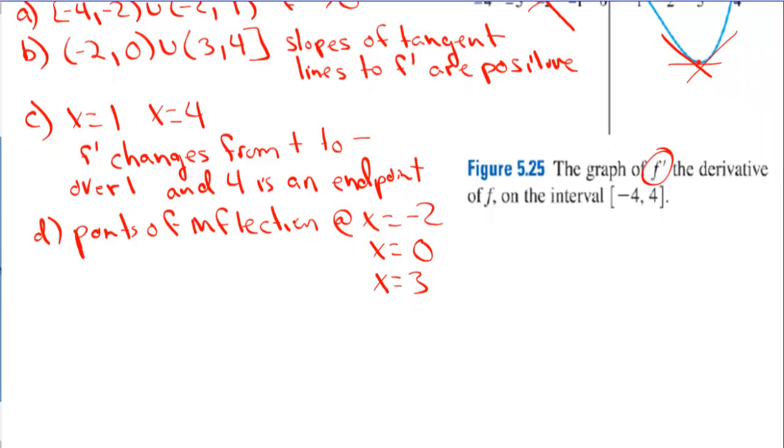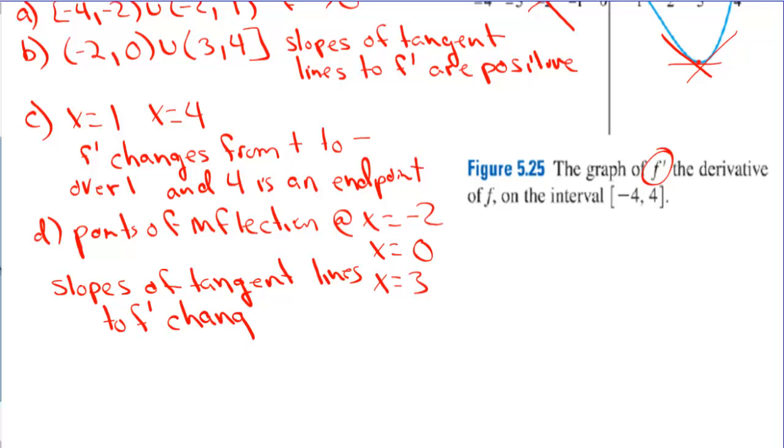Now how do I know that? Slopes of tangent lines to f prime change signs.